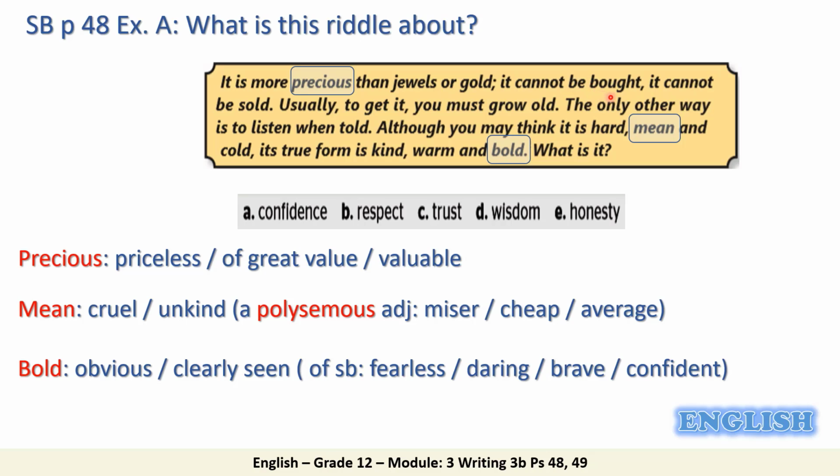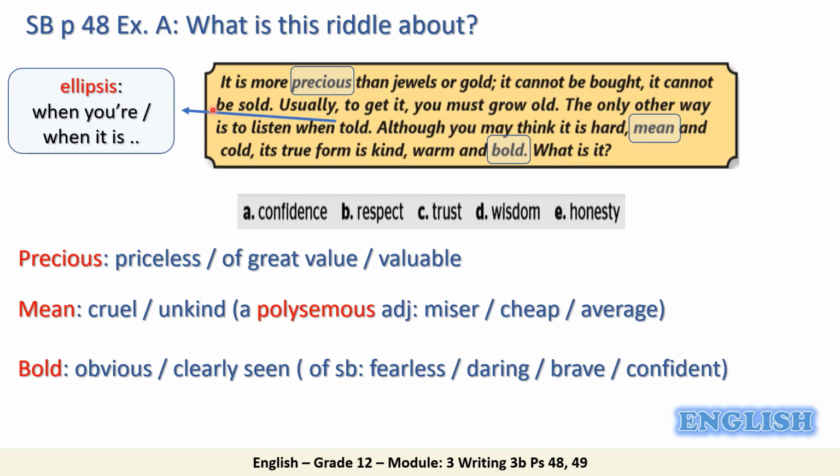It cannot be bought. It cannot be sold. Usually, to get it, you must grow old. The only other way is to listen when told, is to listen to this thing which we are talking about when it is told. So something is omitted right here. Something is ellipted. So this is called ellipsis.